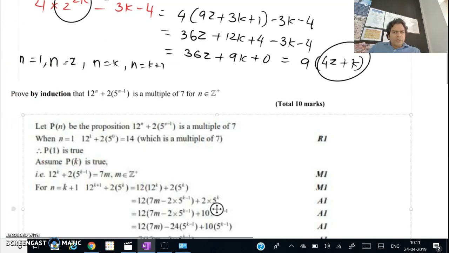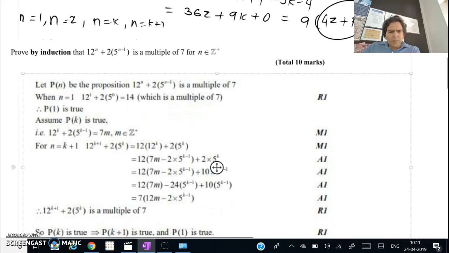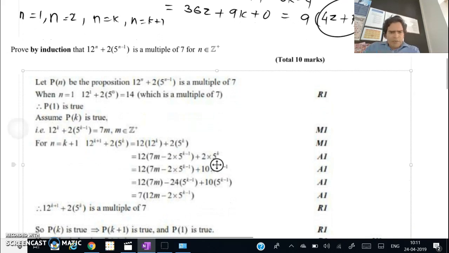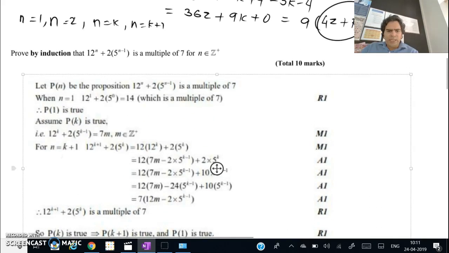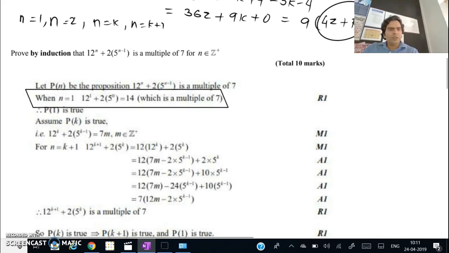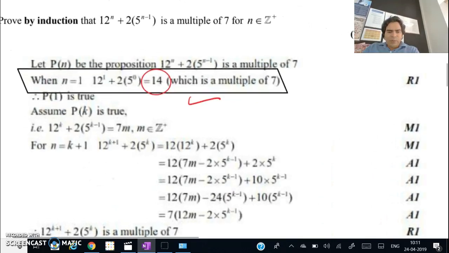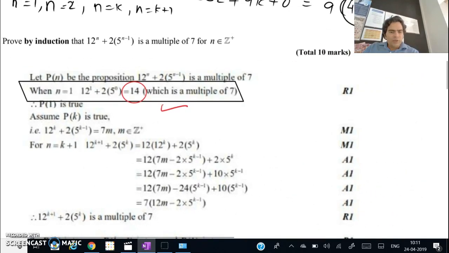Hope you've tried this question. Now, what exactly is the marking for this question? The first thing we understand is that we take n equals 1, which is part number 1 when we begin the induction. Then we verify this, because you can clearly see this 14 is a multiple of 7. The second step is making the assumption step, where you took this as 7m, m being an integer. And the final step which you have to prove is taking n equals k plus 1.